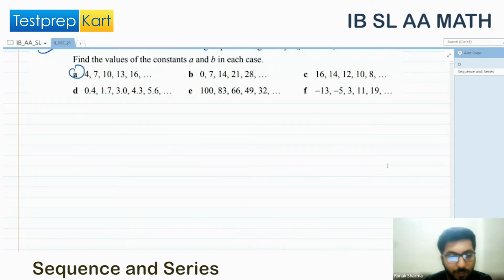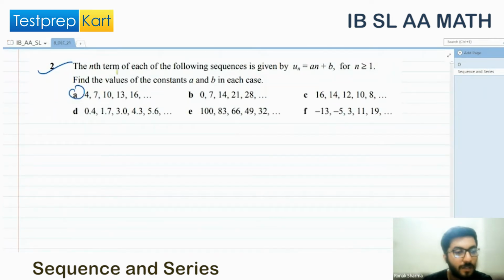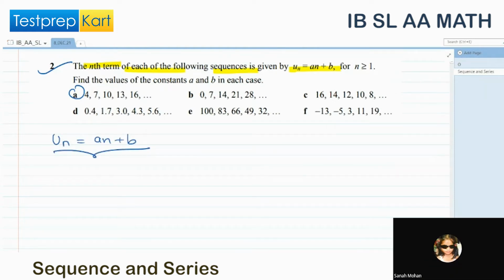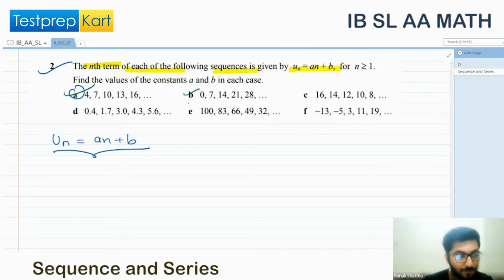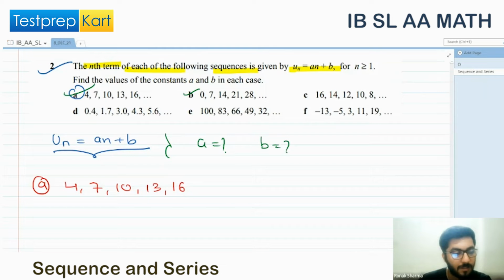Now here, what they are trying to say to us is that the nth term of each of the following sequences is given by this. Basically, for any sequence, they have defined un as an plus b. Now they have given us the sequence, so we have to calculate the value of a and the value of b. Let us consider the first sequence: 4, 7, 10, 13, 16.